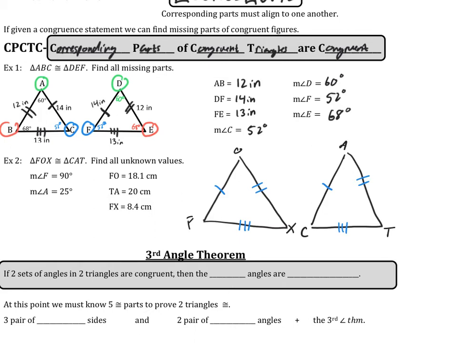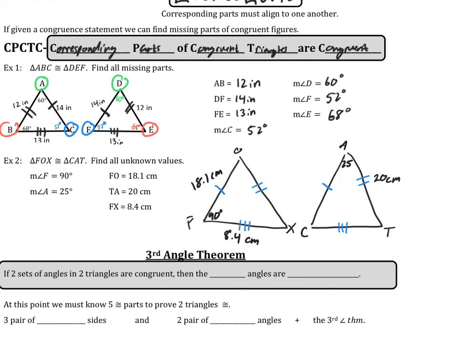So we know that angle F is 90 degrees, so I did not draw this to scale. Angle A is 25 degrees. FO is 18.1 centimeters. TA is 20 centimeters. And FX is 8.4 centimeters. So we just want to use that in order to fill in the rest of this information.